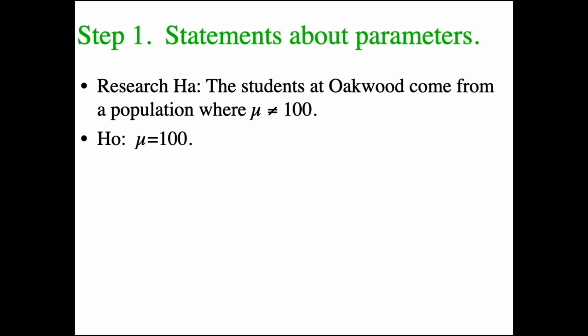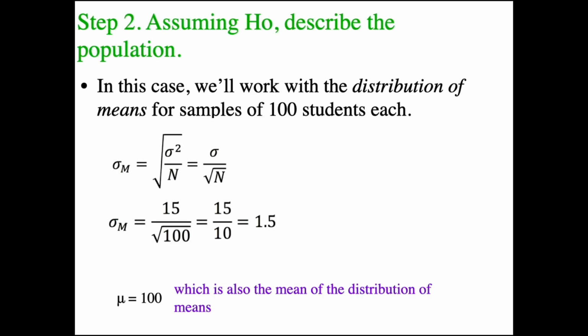And as I said, because we're working with a sample, and a sample that has 100 in it, we're going to have to talk about a distribution of means as our comparison distribution. So in this case, we're going to work with a distribution of means where we have samples of 100 students each. We want to imagine this distribution of means where we took out 100 students at random from the population, figured out their mean, and put them back. Do that again, pull out 100 students, figure out their mean, and put them back. And do that over and over again, like an infinite number of times.